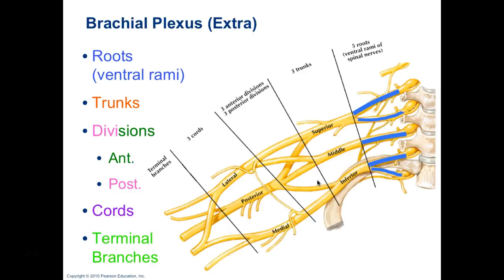Here's your roots. There are your trunks. Here's your posterior divisions. Here are your anterior divisions. So you can see how they kind of branch. Like here are your anterior divisions, and if we trace this back, we can see, oh, here's C5, C6, C7, C8, and T1.